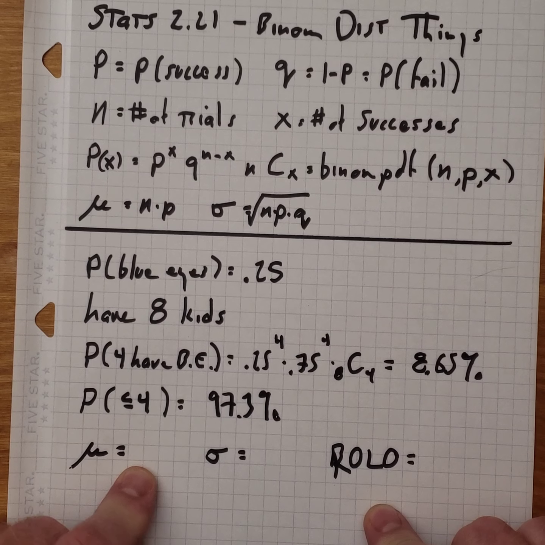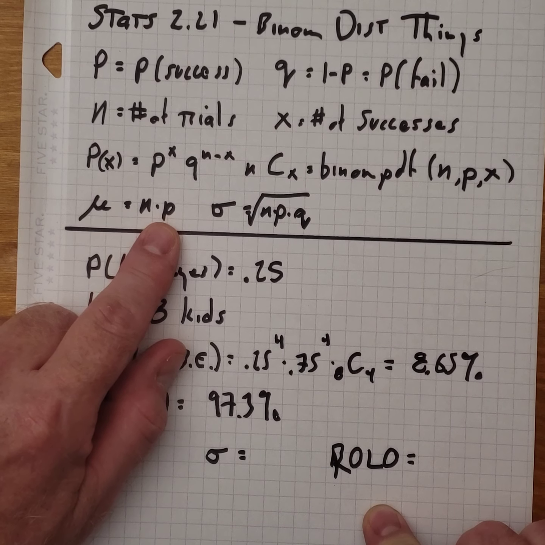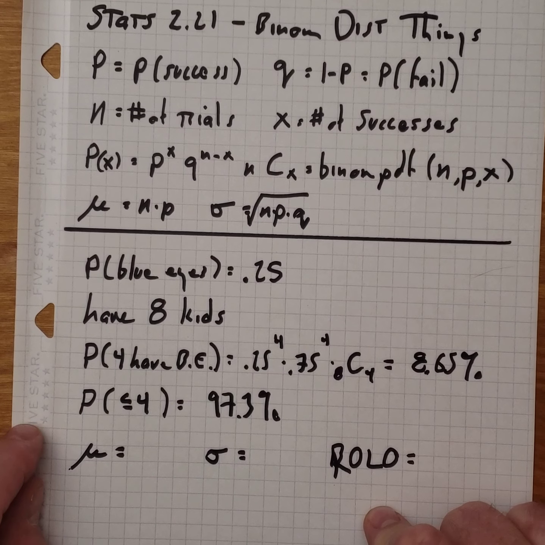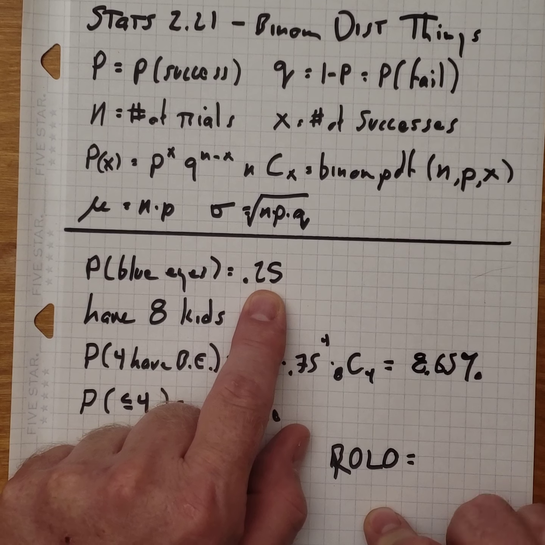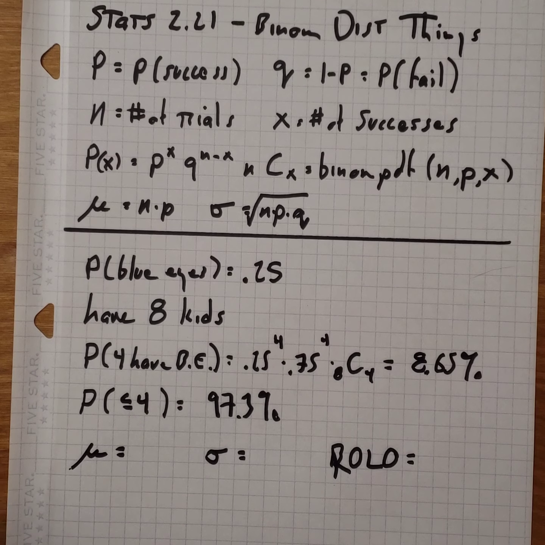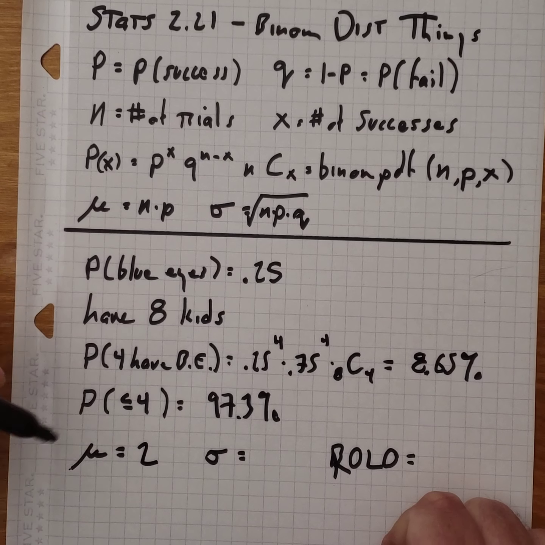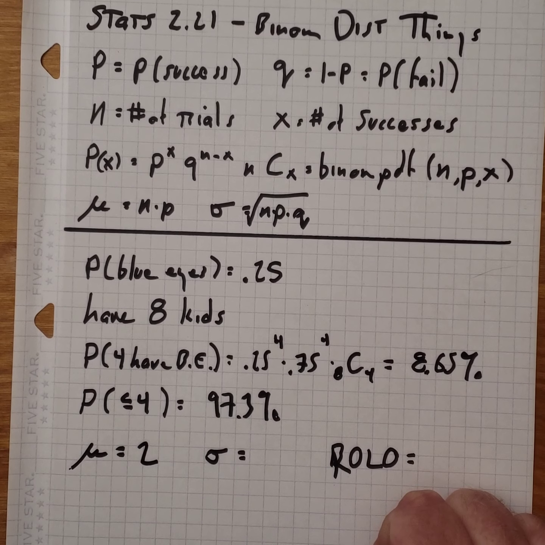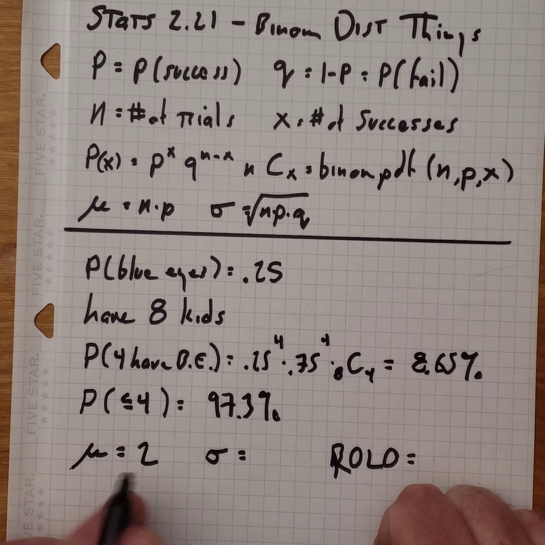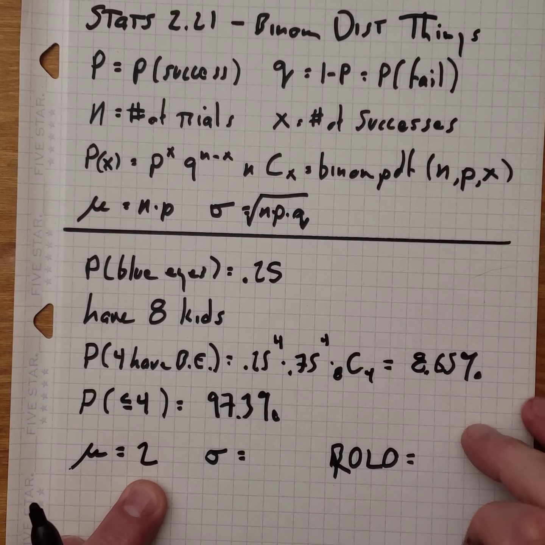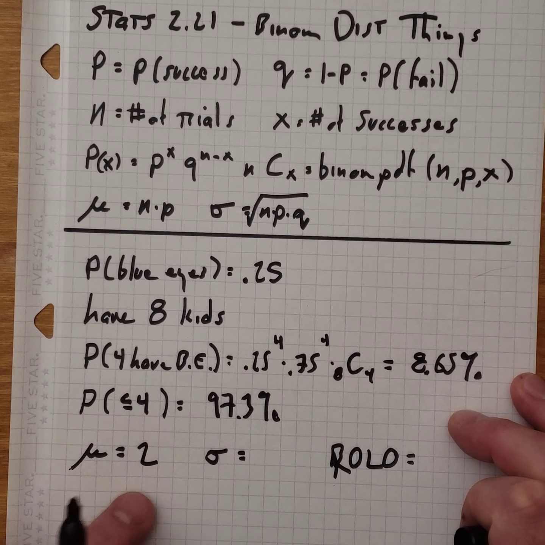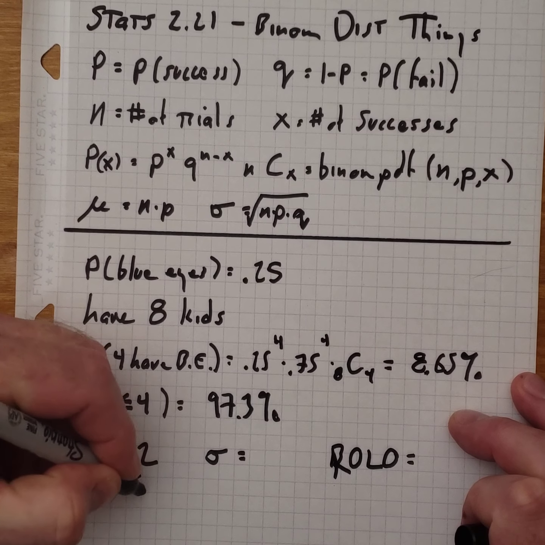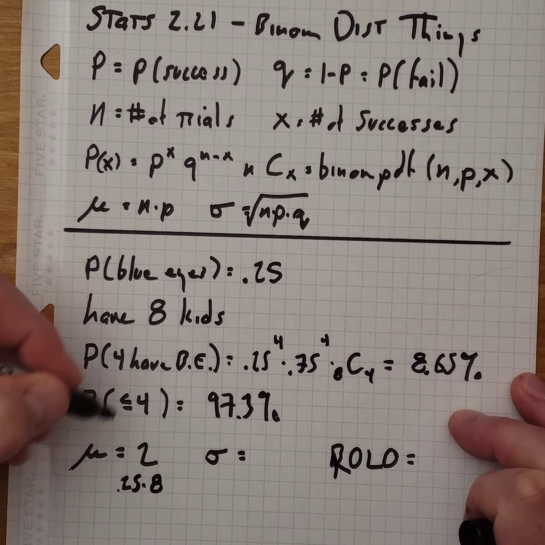The mean is going to be the number of kids times the probability of having blue eyes, and I think this is natural. If your probability of blue eyes is 25%, that's 1 out of 4, so if you have 8 kids, it makes sense that the most likely number to have blue eyes would be 2. And the mean and the expected outcome are the same thing here. This is going to be the most expected outcome. This was just 0.25 times 8, which gave us 2.